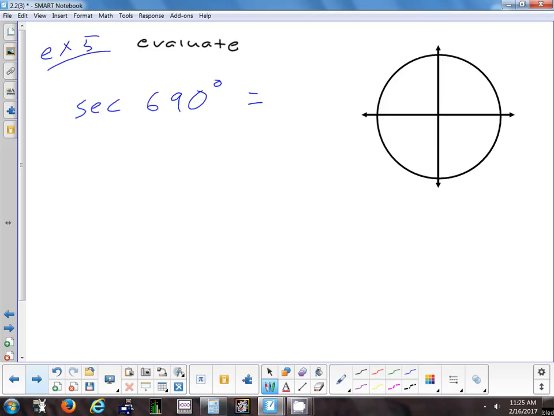All right, so try that one. See if you can figure out the secant of 690. Keep in mind things we've said about angles that are too big. And remember, you're not doing all 6. You just have to do the secant. That's it.